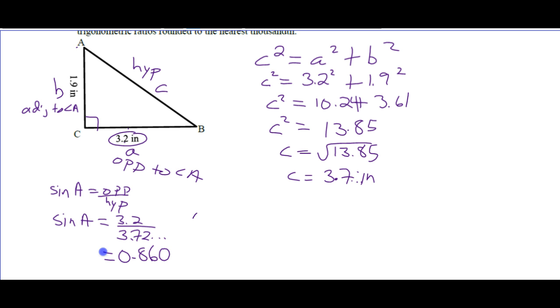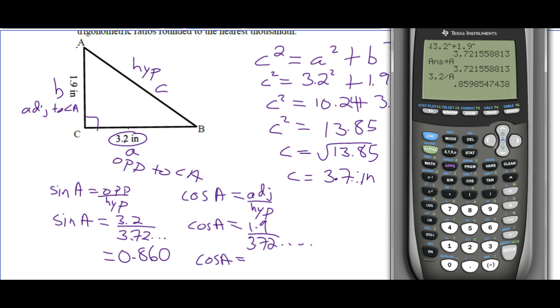Cosine of angle A. Cosine is adjacent. Let's move that up here a bit. So cos is adjacent over hypotenuse. Cos of A will be 1.9 over 3.72 dot dot dot. To go back here, so I go 1.9 divided by A, and I get 0.511.